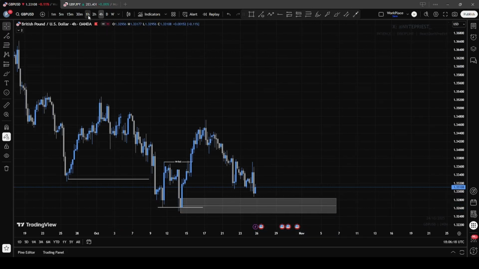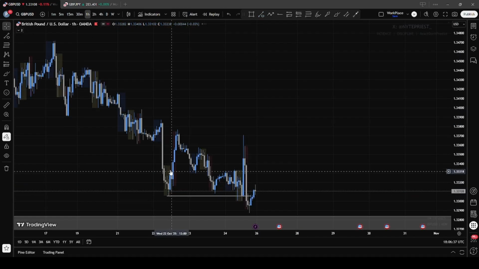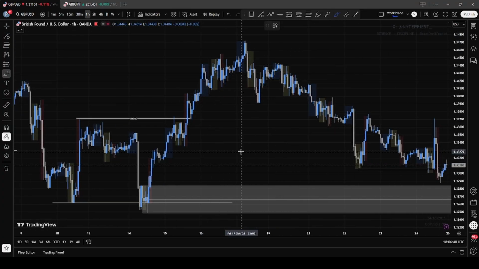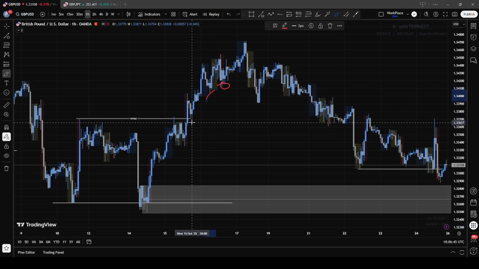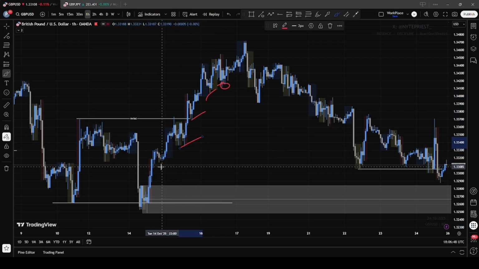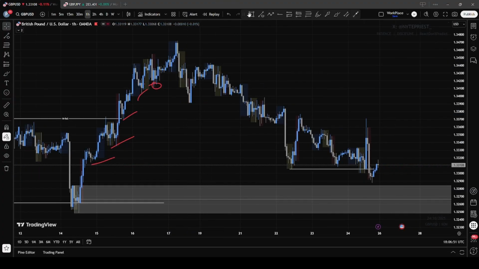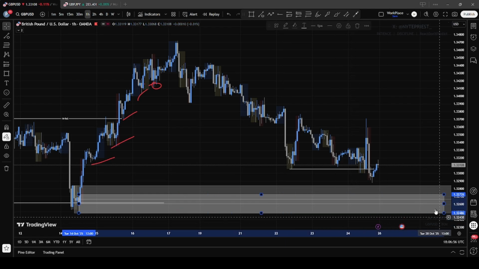All right, so the recent fractal breakthrough, we have this fractal break. Okay, so let's analyze this on the 1-hour time frame and see. On the 1-hour time frame, we had this inducement, okay, and we're having this 1-hour order block too here.